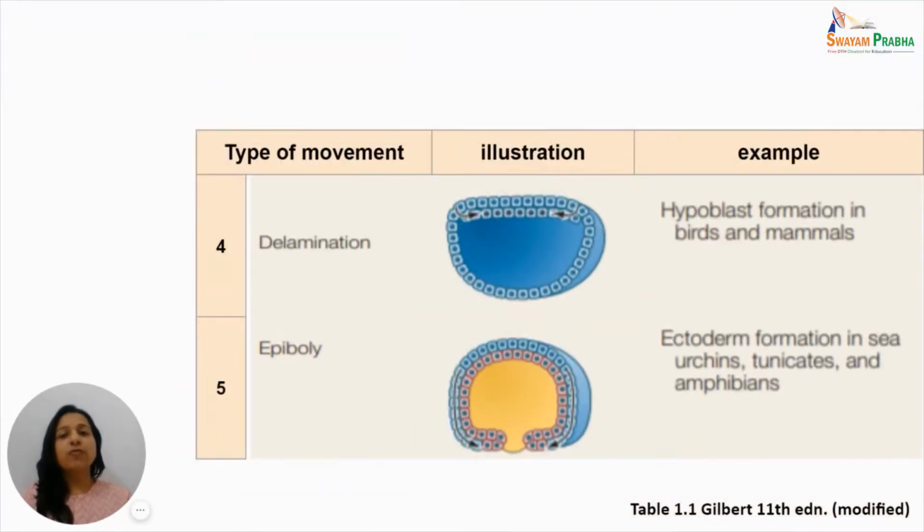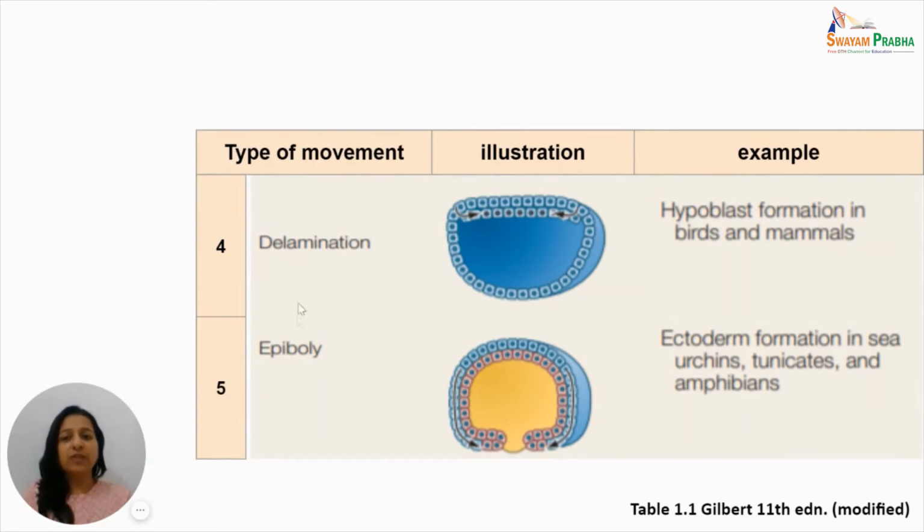The fourth type of movement is delamination. Delamination happens when one layer of cells divides to form two layers. One layer will continue moving in a similar way while the other layer will move to the inside of the embryo and form another layer. Delamination happens during hypoblast formation in birds and mammals.